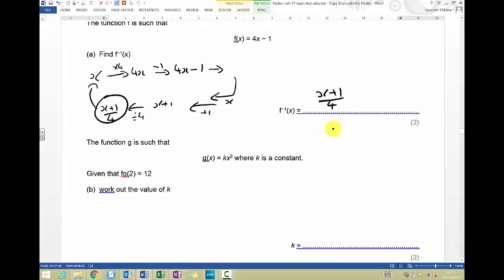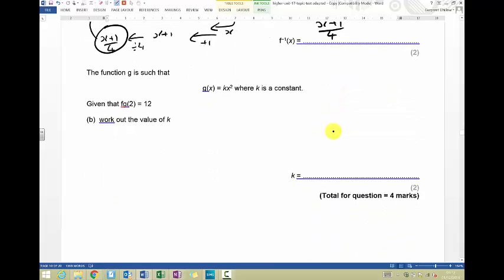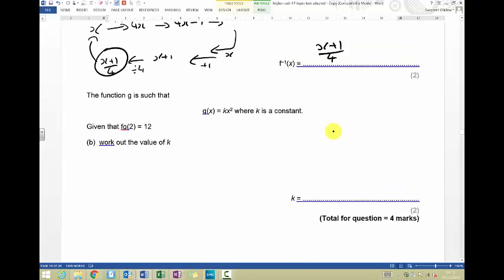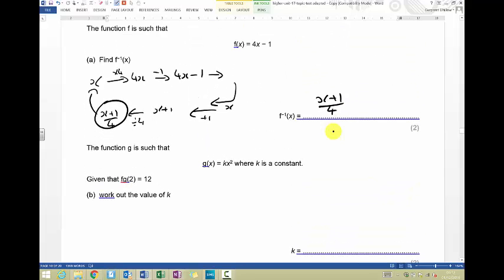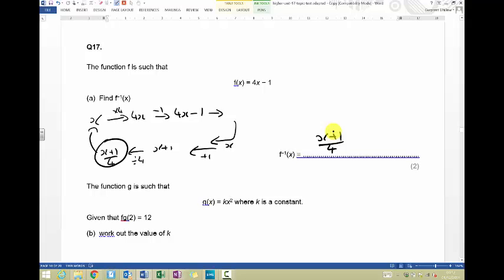Second one, f of g of 2 equals 12. Work out the value of k. So f of g means put g of 2 into f of x. So we're going to do f of g of 2. Now g of 2 would be k times 2 squared. So that makes f of 4k.